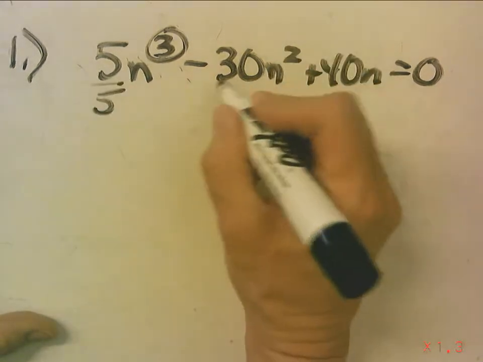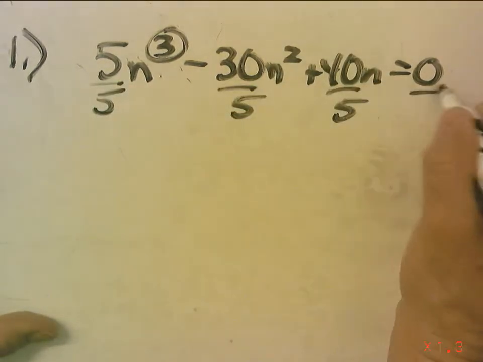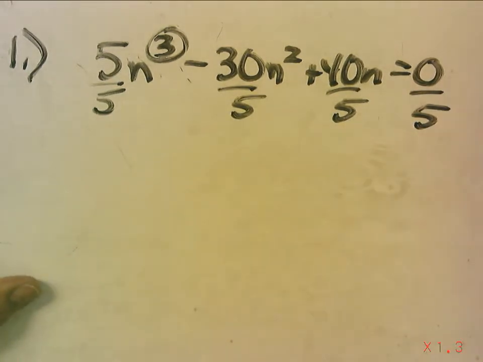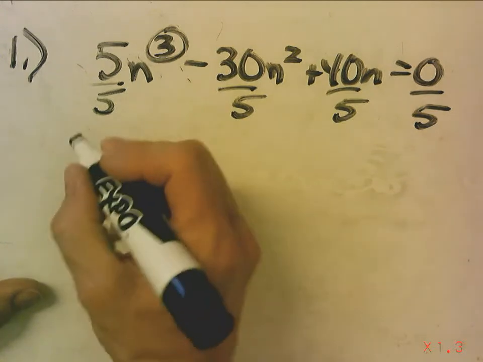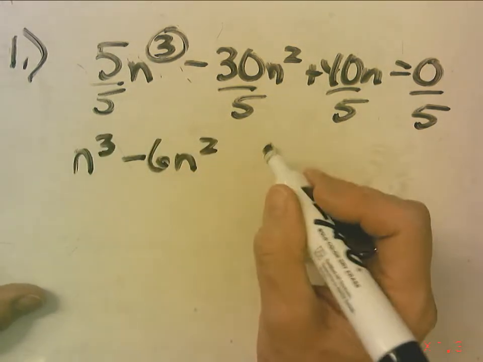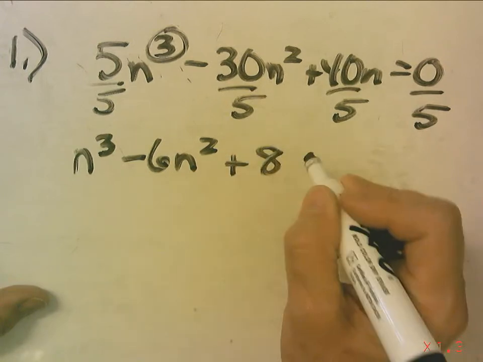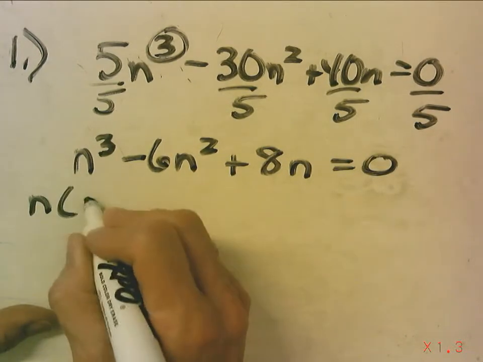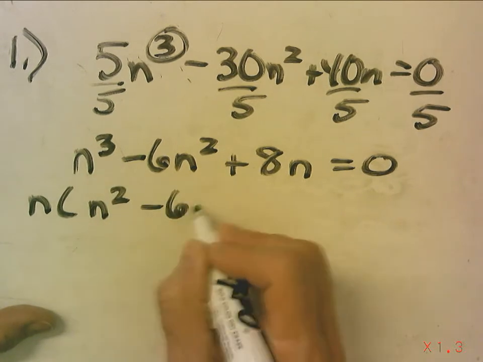Yes, I can. So first I'm going to divide every term by 5. And I'm allowed to do that because it's an equation. If it was just an expression, I'd have to factor out 5. N cubed minus 6n squared plus 8n equals 0. Now I'm going to factor out an n.